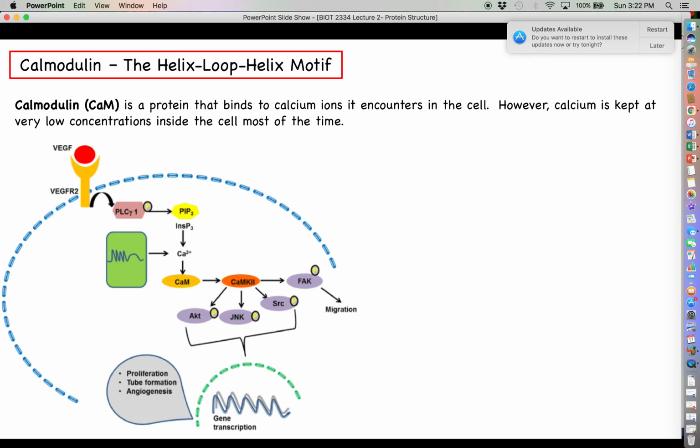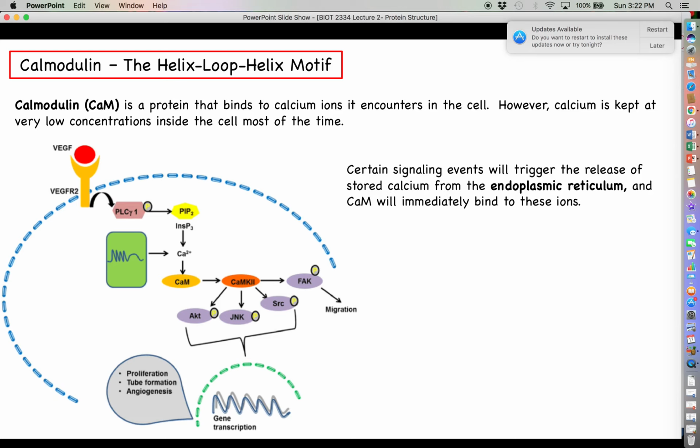So if you want to look at a particular example of a helix loop helix protein, look no further than the protein Calmodulin. This is a protein that, as we said, has a very high affinity for calcium ions. But the problem is that calcium is not an ion that you're really going to find inside the cell most of the time. The cell actually goes to great efforts to make sure that the concentration of calcium in the cytoplasm is very, very, very low.